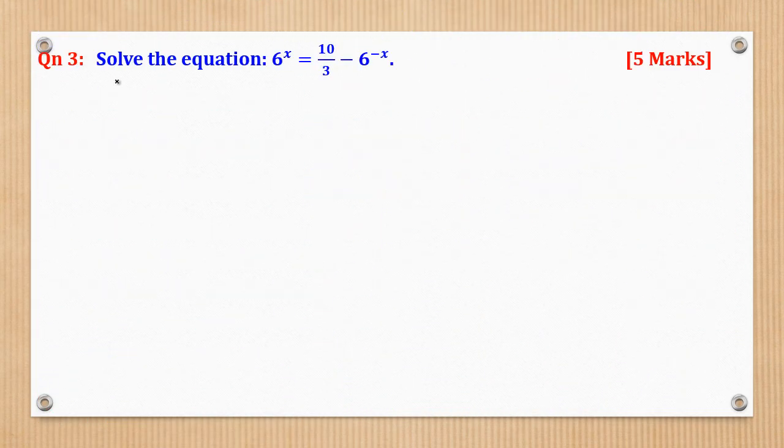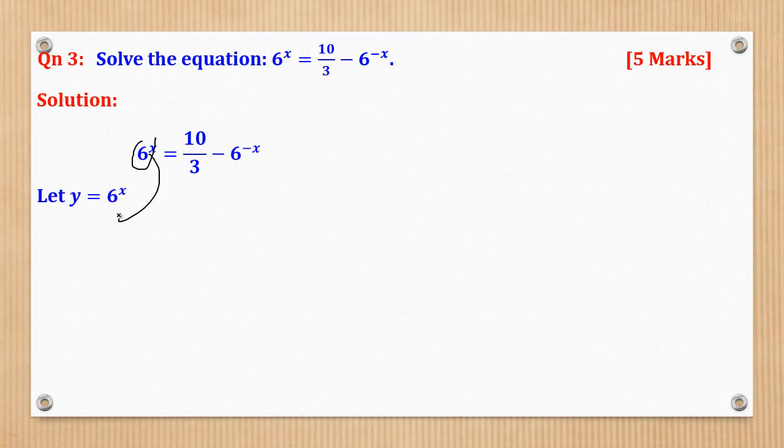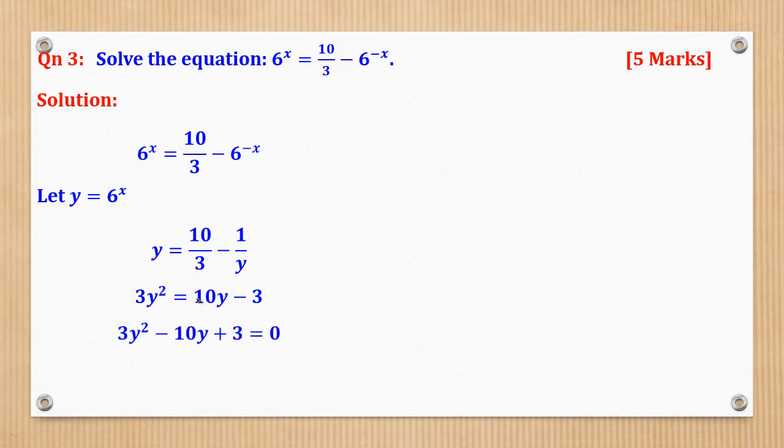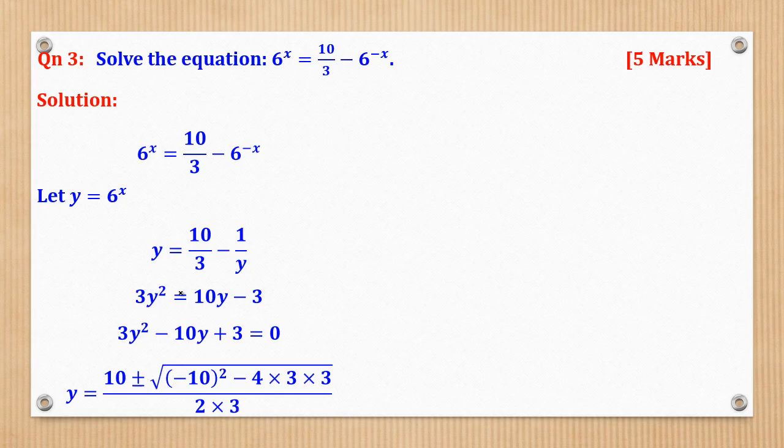Okay, so question 3 says, solve the equation, this one. Now this is under algebra. One is to let y be equal to 6 to the power x. Then you substitute for 6 to the power x here, y. This one there is a negative, that's why you see 1 over y. So multiply through by 3y to get this quadratic, which can be solved using the quadratic formula to get the two values of y.